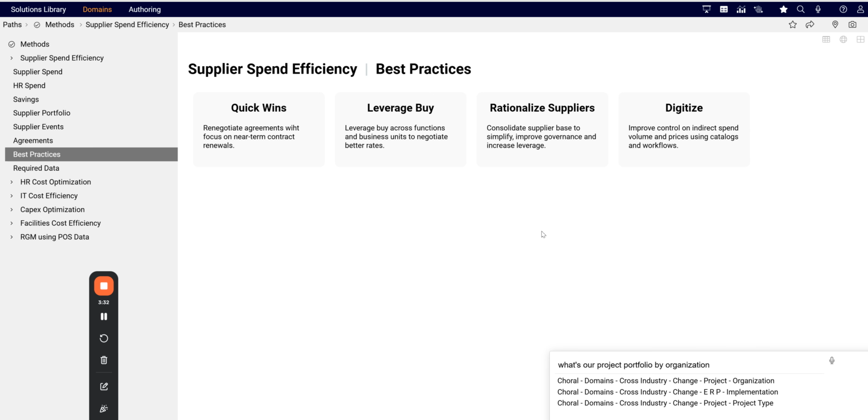So again, a method is a very simple way, step by step, to solve a complex problem. And we infuse these methods throughout the system to help the organization move quickly in problem solving using a data-driven approach.